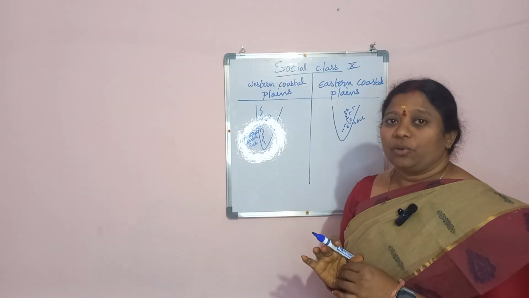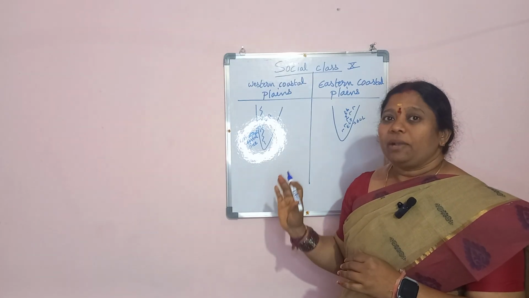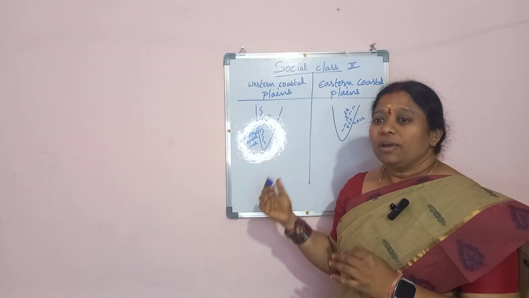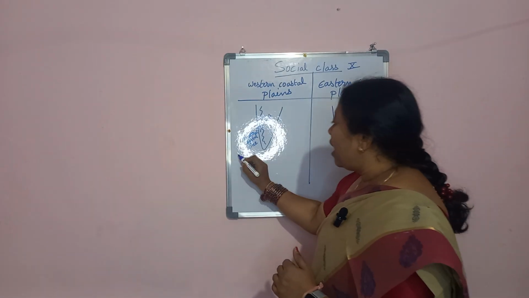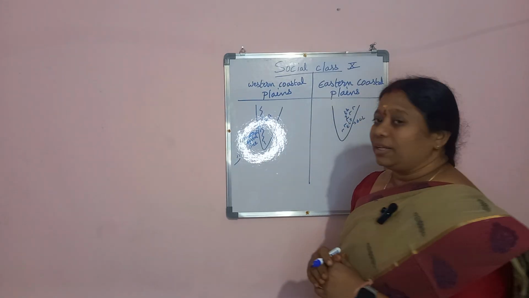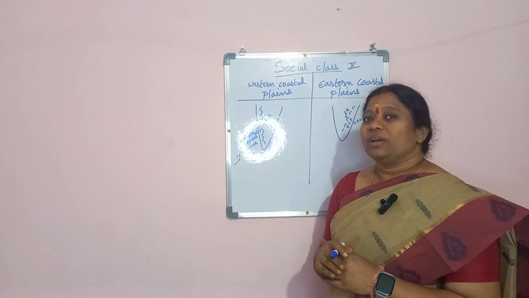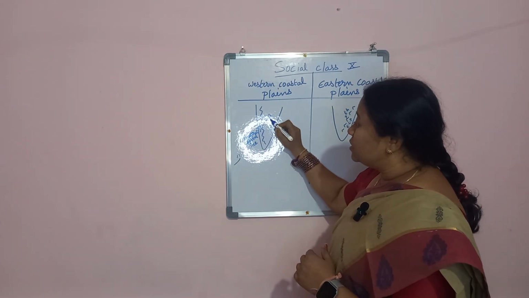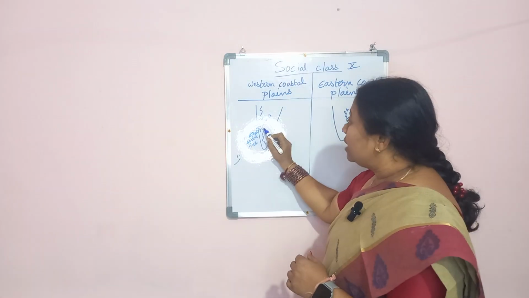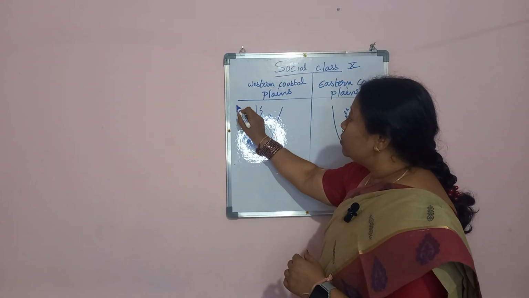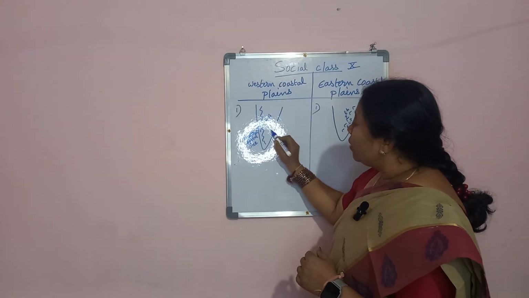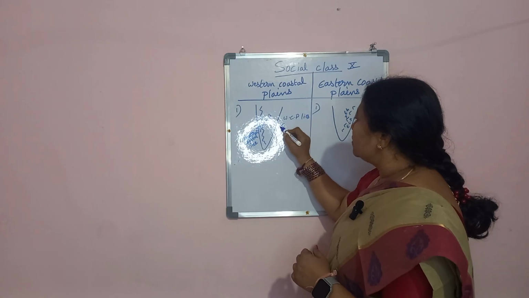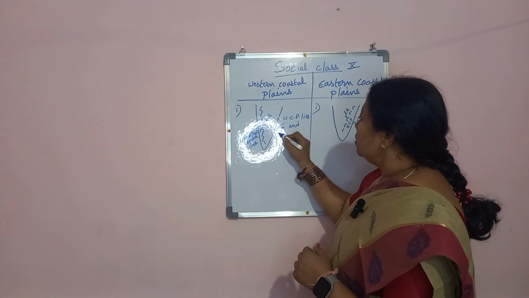So if you start your answer like this with the diagram, it may create a good impression on the evaluator. So it's better to start your answer like this, and after that children, you have to start writing the points. So what is the first point here? As I explained, western coastal plains lie between western ghats and western coastal line. So that is the point you can write here as the first point. So write here: western coastal plains lie between western ghats and western coastal line.